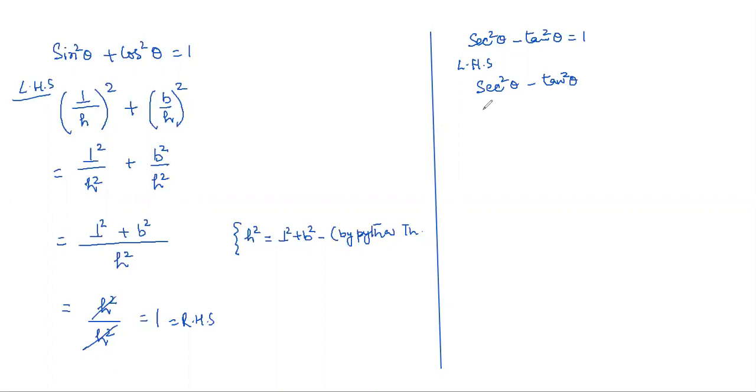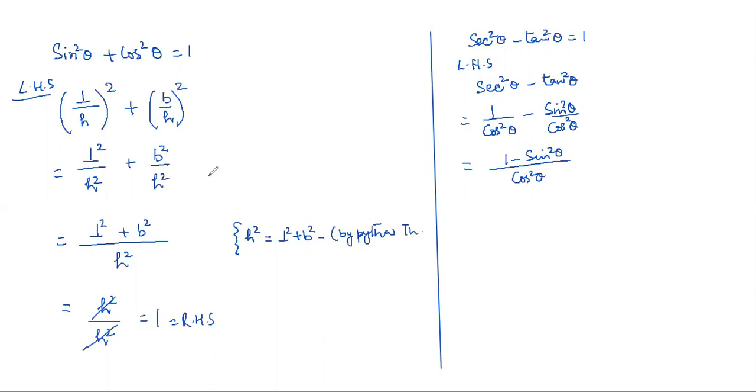Therefore, secant square theta, you all know, is reciprocal of the cos. So here I can write 1 upon cos square theta. And tan theta, you all know, is equal to sine theta upon cos theta. And since we have square here, tan square theta, therefore this will become sine square theta upon cos square theta. And when you take LCM, this will become cos square theta, and this will become 1 minus sine square theta.